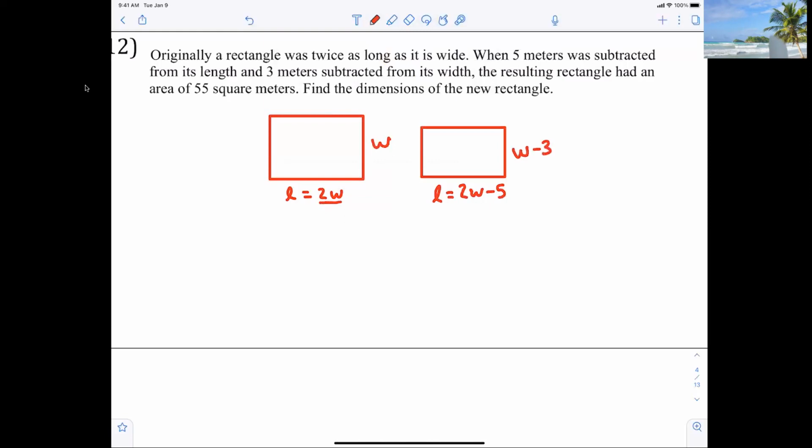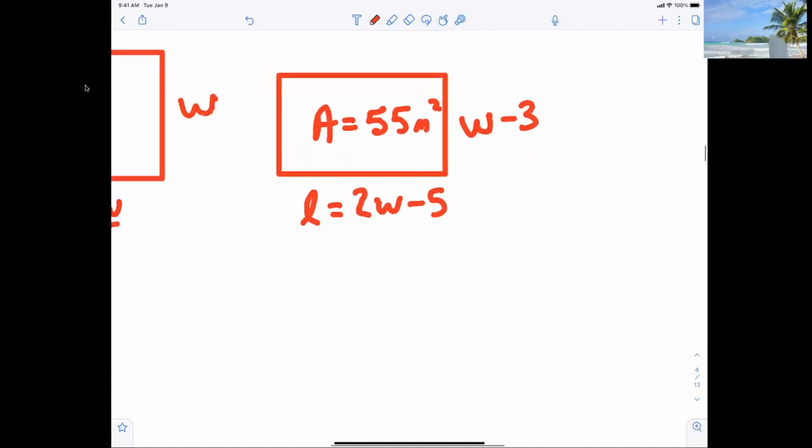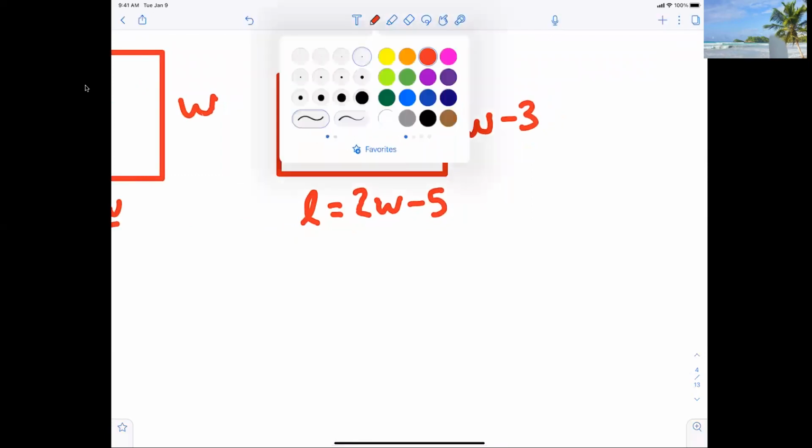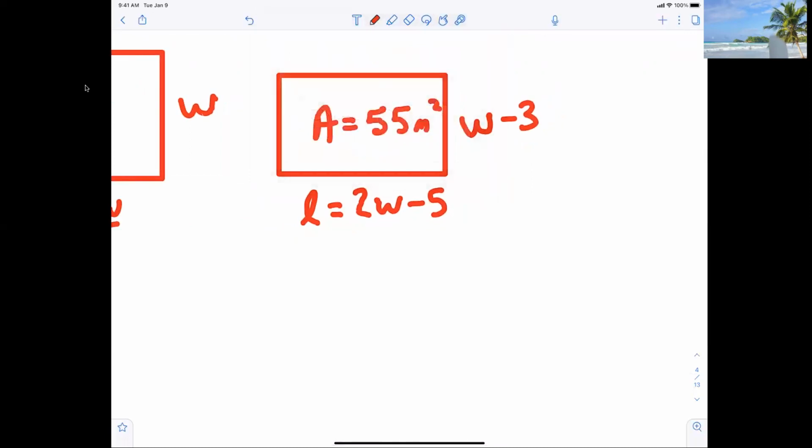Now it says, the resulting rectangle has an area of 55. So this area equals 55 meters squared. That's not bad, right? So now I need an equation for that. Someone's going to tell me an equation. Area is length times width. That is correct. So area equals length times width.